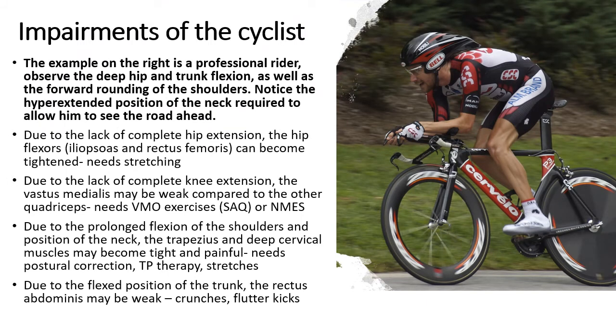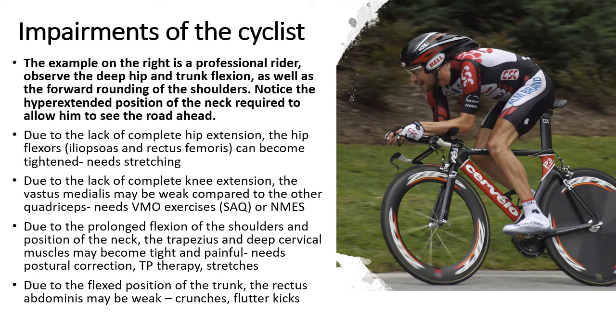Impairments of the cyclist. The example on the right is a professional rider. Observe the deep hip and trunk flexion, as well as the forward rounding of his shoulders. Notice the hyperextended position of his neck required to allow him to see the road ahead. Due to the lack of complete hip extension, the hip flexors, iliopsoas and rectus femoris, can become tightened.